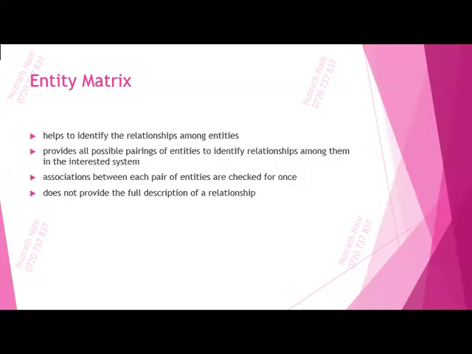Now we have found those terms, and thereafter what are the relationships between two different entities. So there is a main subject. The association between each pair of entities is checked once, which does not provide the full description of a relationship. We will discuss that one. But now you all understood the entity matrix. Is that clear? Just cross check: an entity matrix helps to identify the relationship among entities. Please underline that.